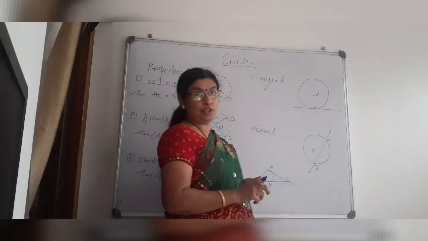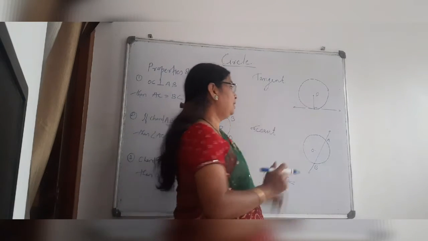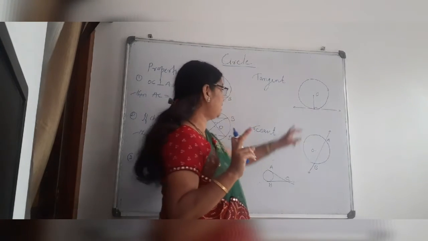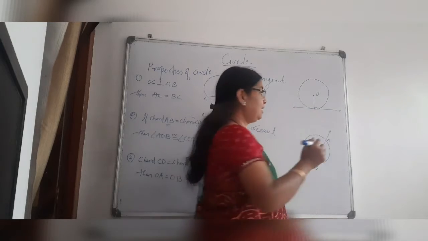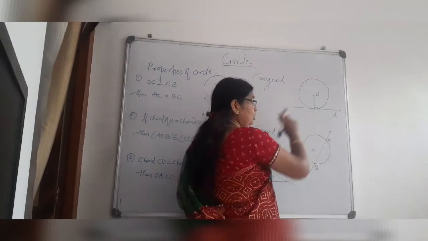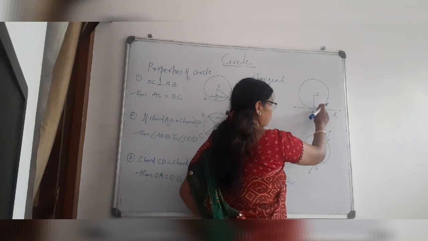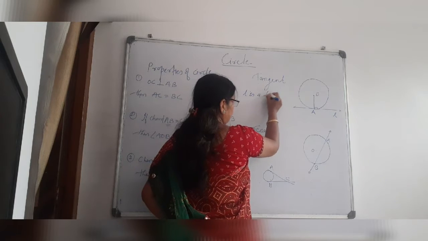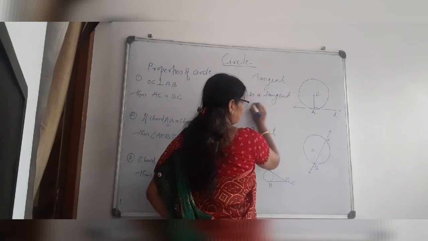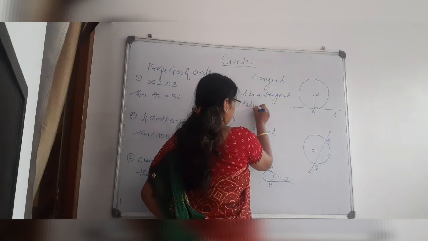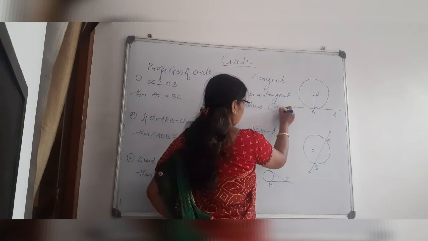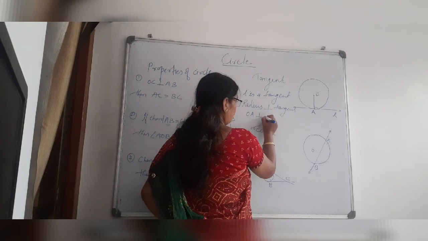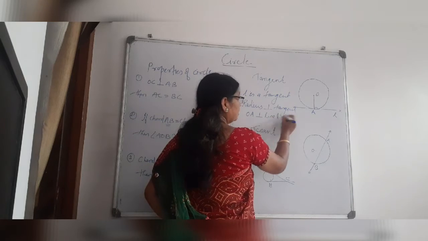Now what is meant by tangent? We have already seen what is meant by tangent. A line which intersects the circle in only one point is called a tangent. Here L is a tangent. And what is the property of tangent? A tangent is always perpendicular to the radius. The radius is always perpendicular to the tangent. It is the property of tangent.